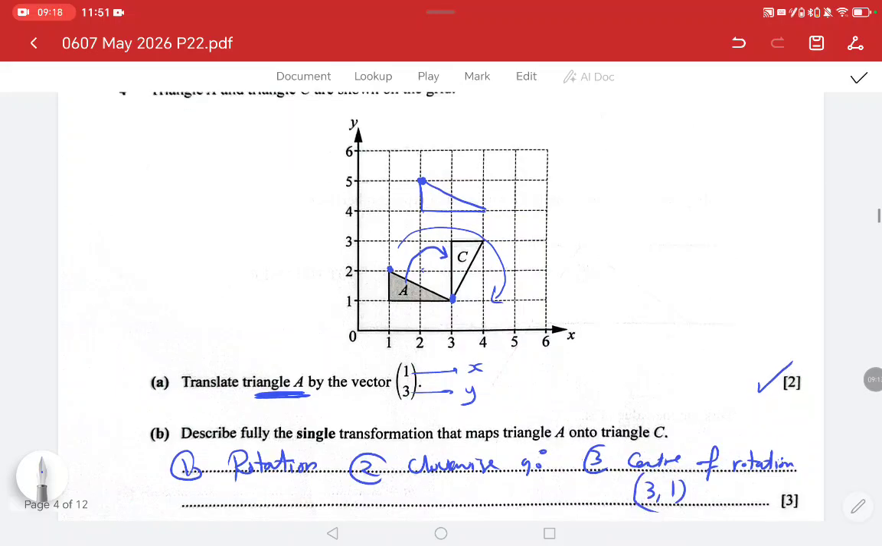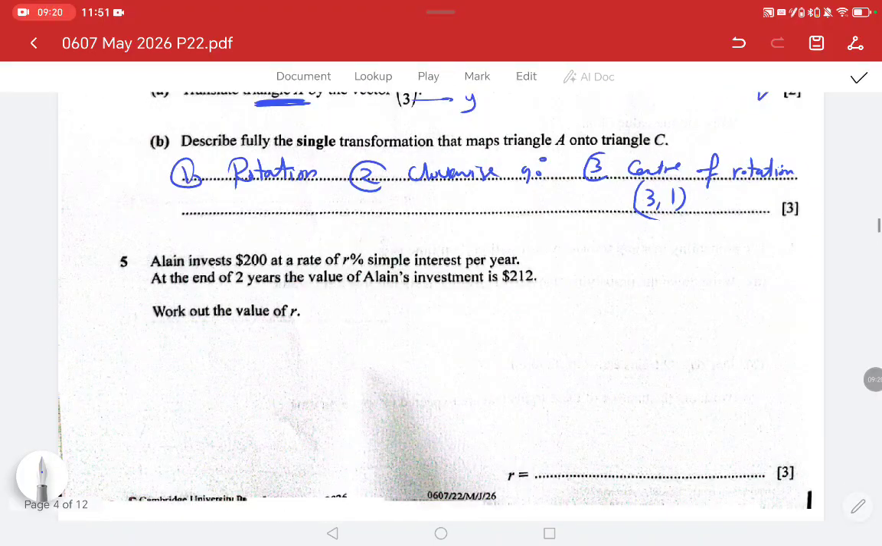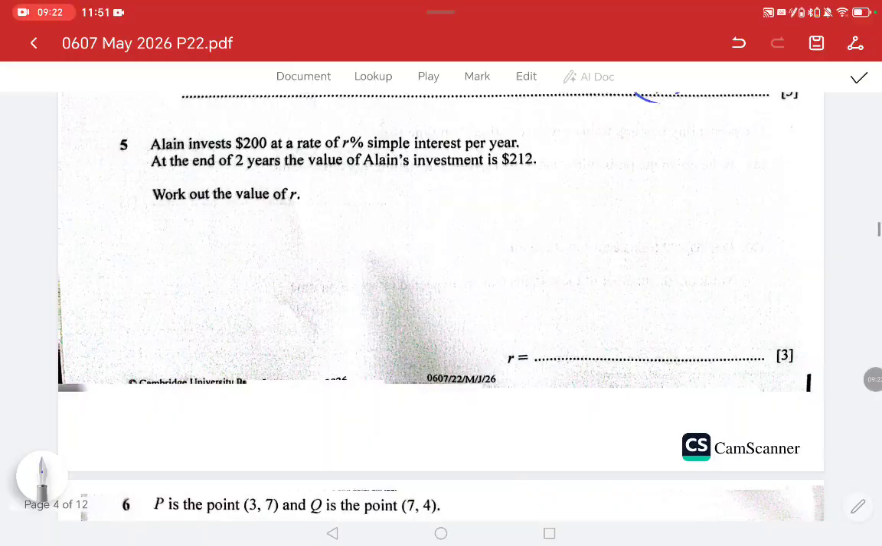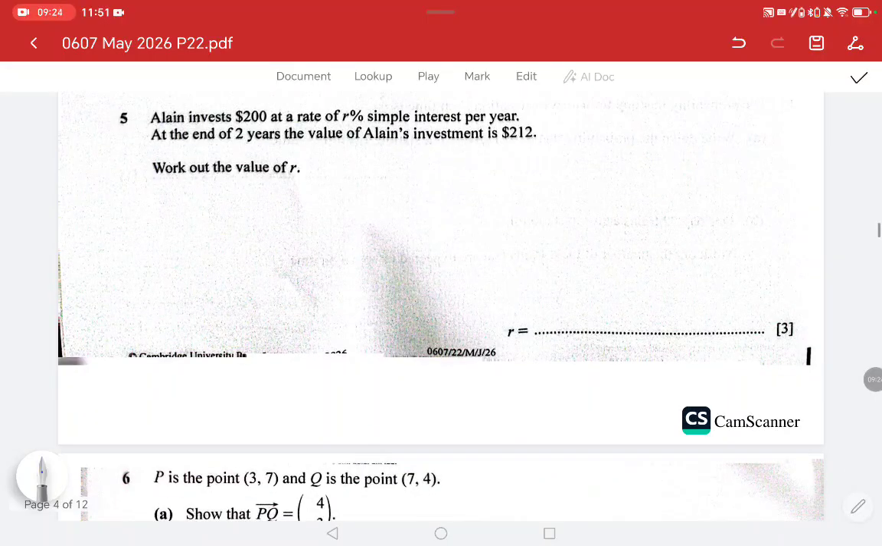Okay. Next one. Question 5. Alien invests $200 at a rate of R%, simple interest per year. At the end of 2 years, the value of Alien's investment is $212. Work out the value of R.